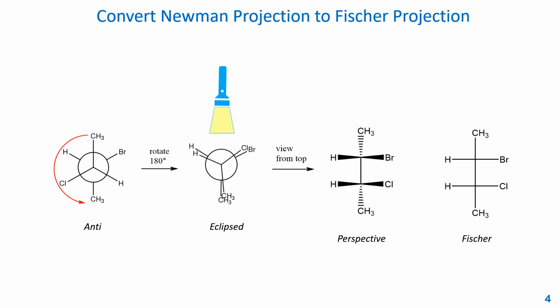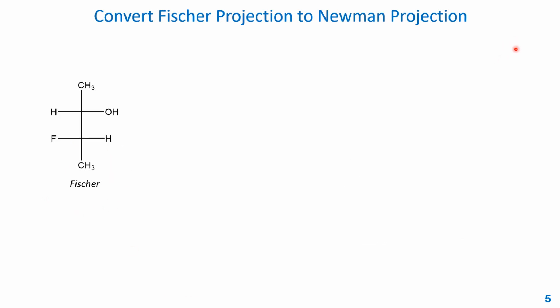Okay, now how to convert a Fischer projection to Newman projection. I use this compound, the alcohol, as an example. So you look at this as the Fischer projection. Now, if you want to draw the Newman, you need to first draw the perspective based on the definition of Fischer. The vertical bonds are all away from you, and the horizontal bonds are all pointed to you. So you just draw the wedge and the dash.